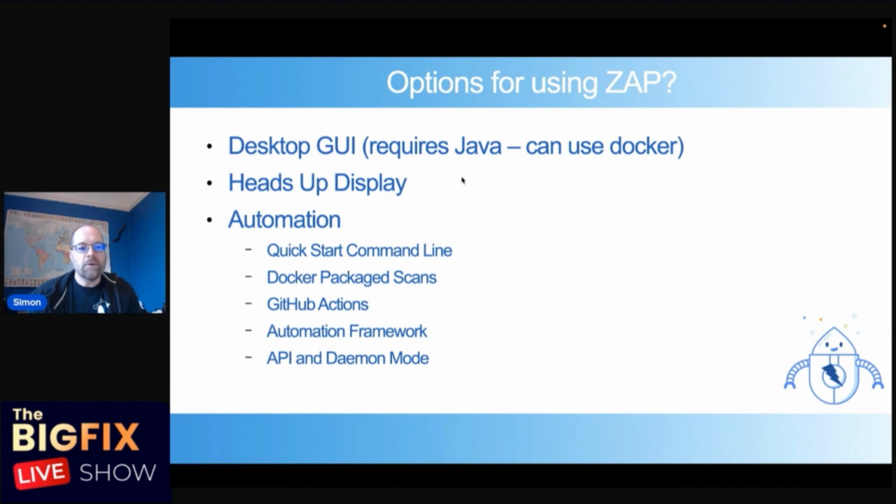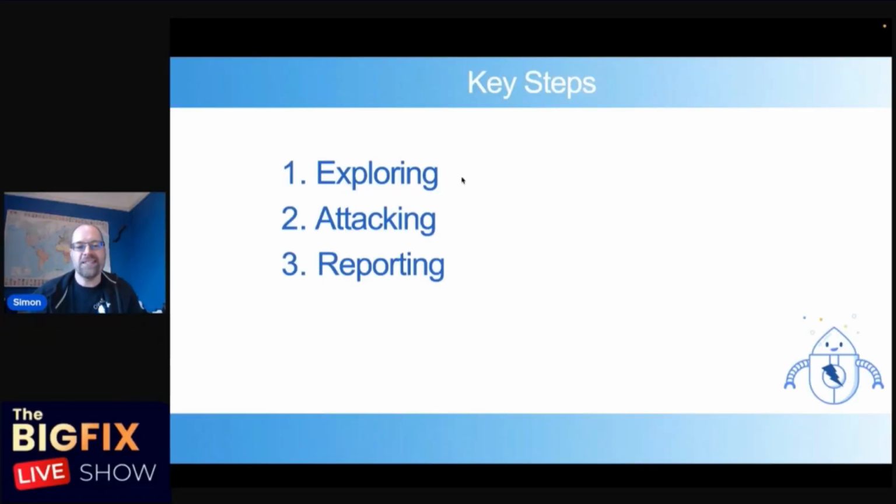So ZAP can run with the desktop GUI, or it can run in daemon mode. Then it's headless, and you can control it by the API. The key steps when you're doing automated testing, or even some of the basic manual testing: first of all, you need to explore your application. ZAP, by default, doesn't know anything about your application, so you have to explore it. This is a key step, because if you don't explore it effectively, then ZAP won't be able to attack the things you don't find.